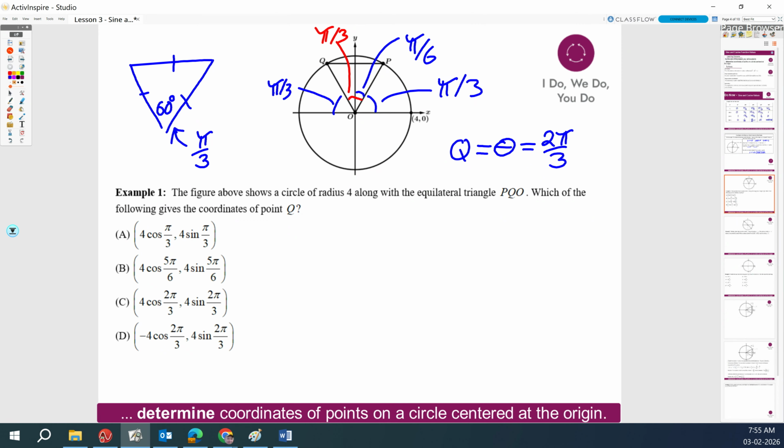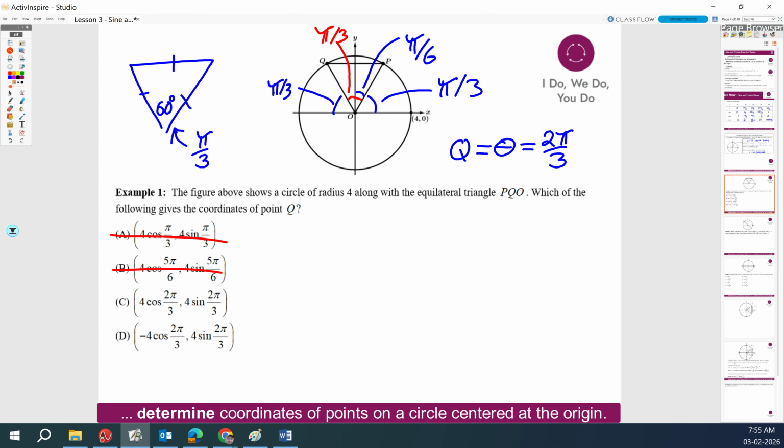So that then leads us down to 2 possible outcomes. We can cross off A, we can cross off B. Leaves us with 2 possible outcomes. Then we have to think about the quadrant that it's in. The quadrant that it's in means that the cosine value is negative.